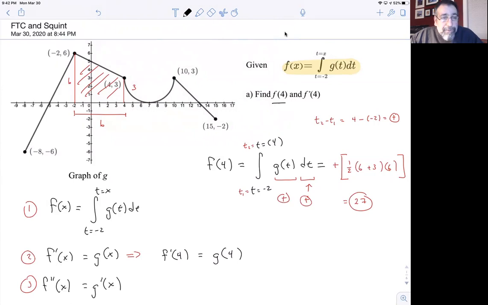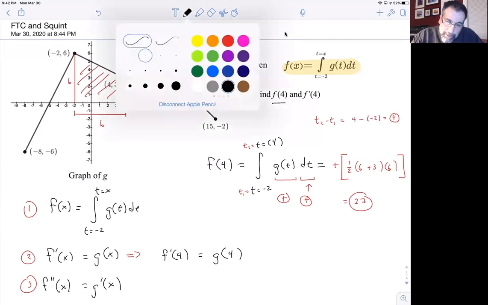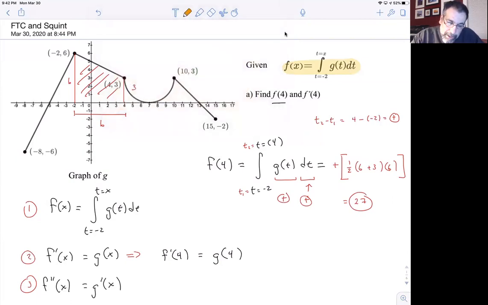And g of 4 is something we can deal with easily in this problem. They give us the graph of g. So we're going to take a look at where g of 4 would be, and that's plugging in the value 4. So this location right here is what happens. That will be g of 4, and that value is given to us as 3. So we've got the answer to both of these questions by performing the fundamental theorem of calculus along with a little bit of geometry.